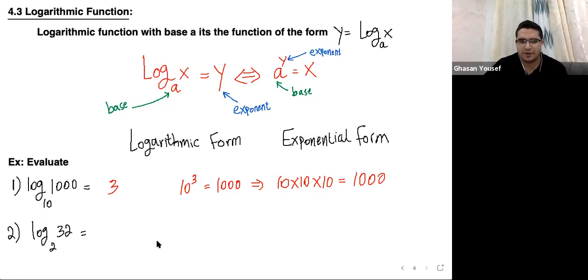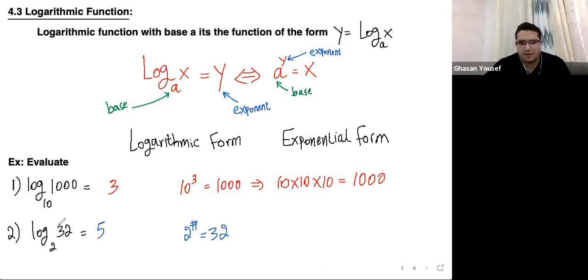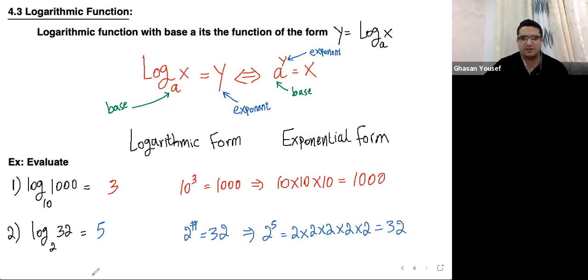2 to the which power is equal to 32? 5. This is correct. 2 to the power 5 gives me 32. 2 to the power 5 is equal to 2 times 2 times 2 times 2 times 2, and this is equal to what? 32. This is correct. So the answer is 5.